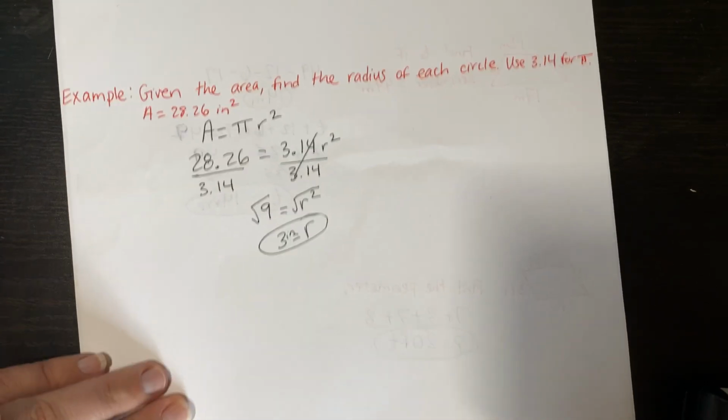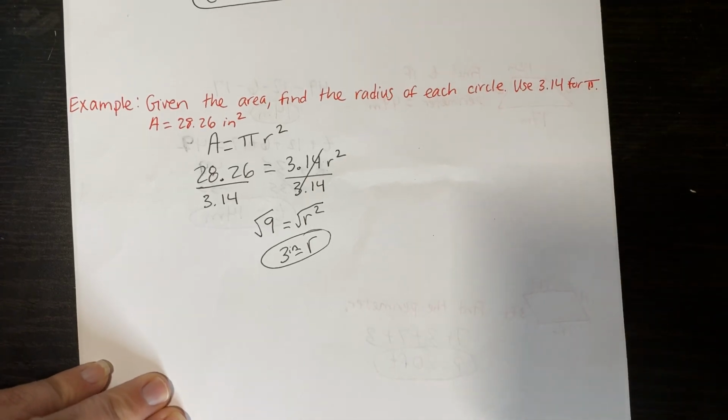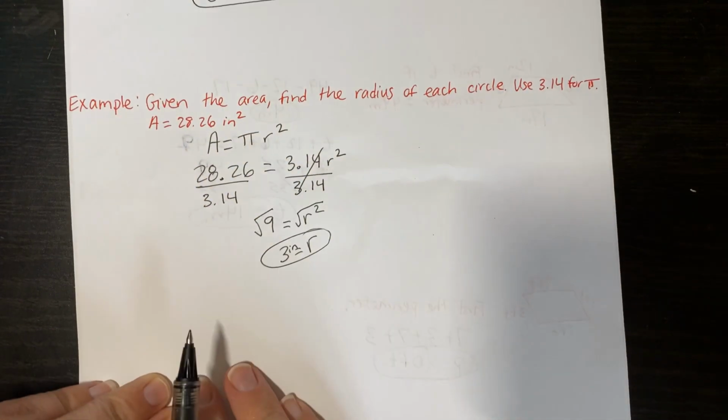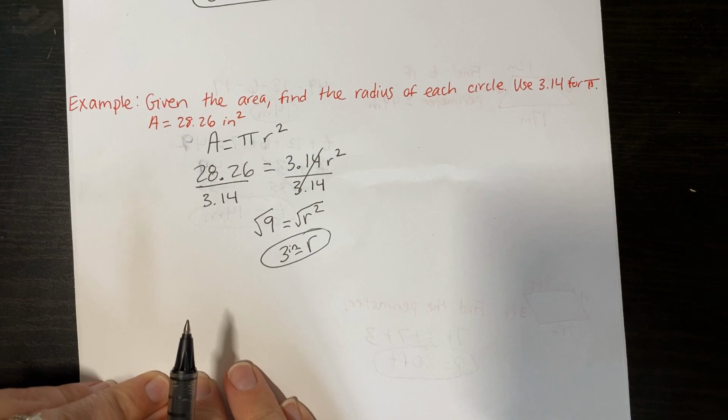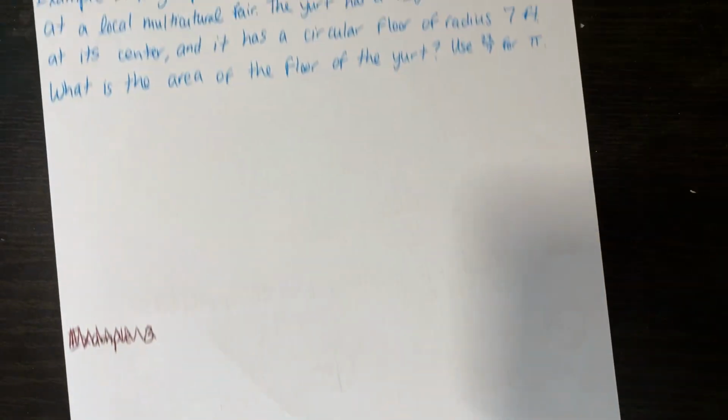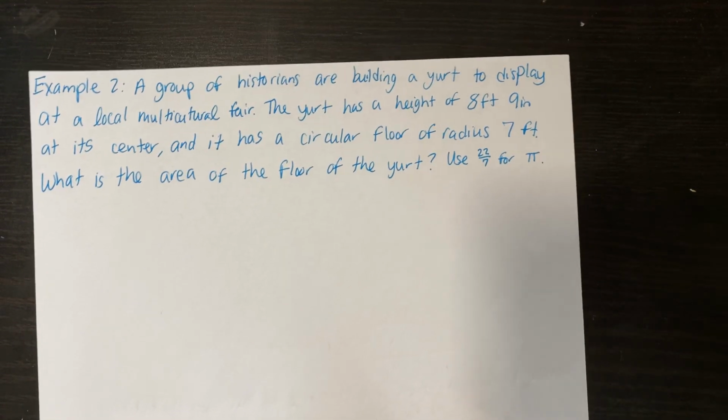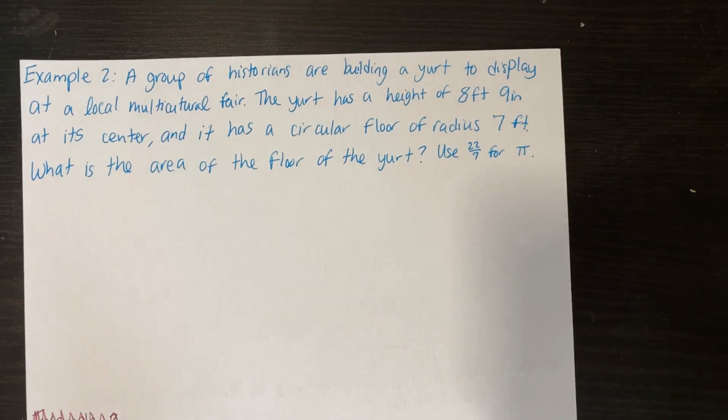So there you go. So you're going to have at least one problem like that on your homework tonight. If you follow this path, though, it'll be pretty easy. All right, one more problem. This is example 2 in your book. It says a group of historians are building a yurt to display at a local multicultural fair. The yurt has a height of 8 feet 9 inches at its center, and it has a circular floor of a radius 7 feet. What is the area of the floor of the yurt?